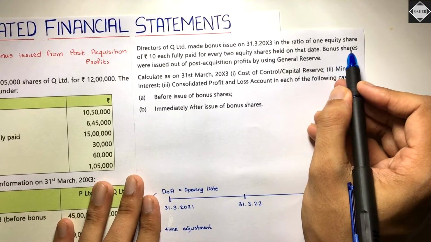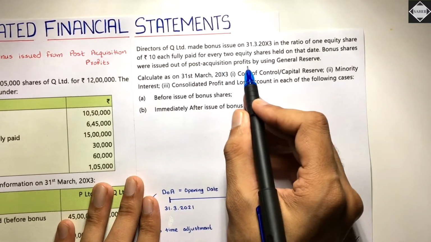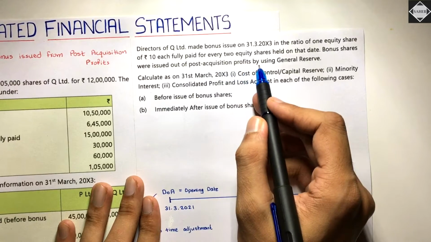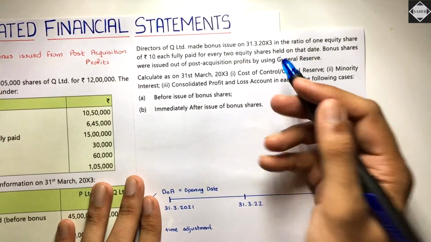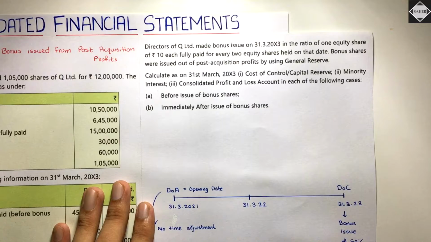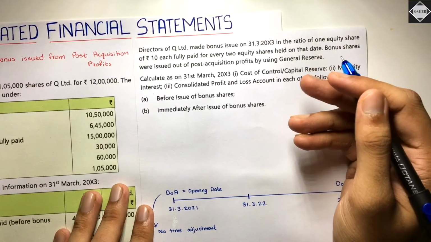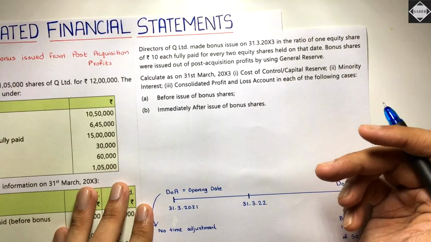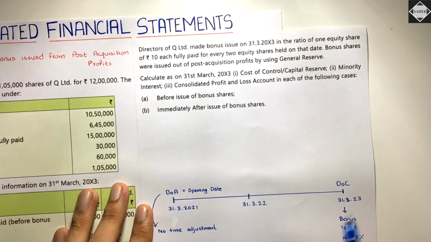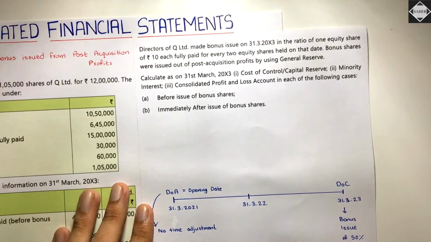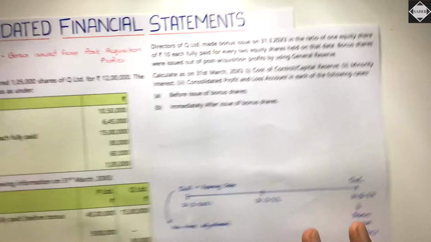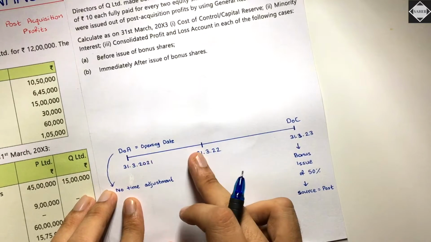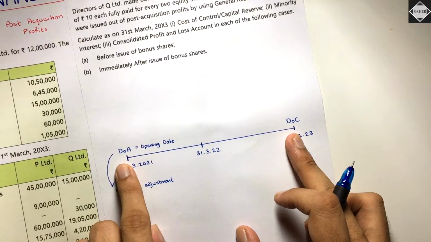Fine. Bonus shares were issued out of post-acquisition profits by using general reserve. Now here the question is specifically telling you how the bonus is given. But even if this last sentence was not there, you have to understand by yourself that bonus is given out of post-acquisition. Why is that so? See, there's a proper idea over here. The bonus is given after 2 years since the acquisition, isn't it?